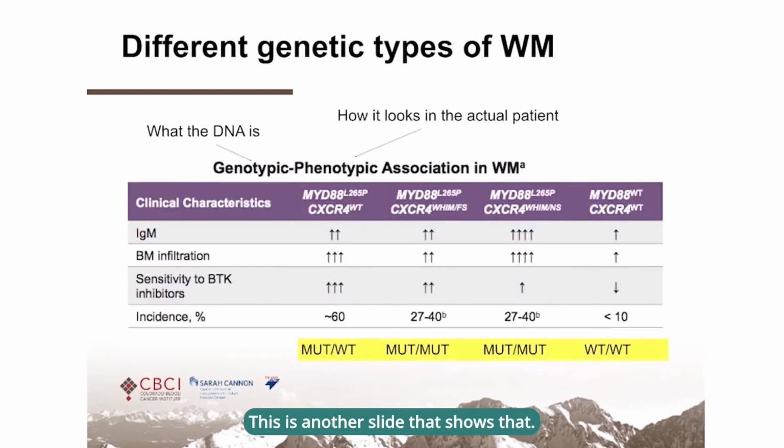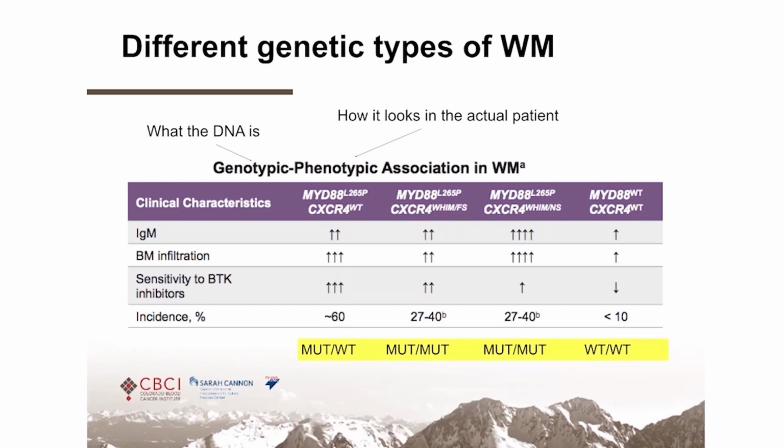This is another slide that shows that. So in our world, we talk about what are called genotypic and phenotypic associations in WM. And genotypic is what the DNA shows inside the cell. Phenotypic is what the patient looks like in real life. And so we can take a patient here who has MYD88 mutation, but no CXCR4 mutation, and that's the majority of patients, 60%. And what we know is that their IgM levels are moderately high, they have a fair amount of marrow involvement, and they respond really well to a type of treatment called BTK inhibition.